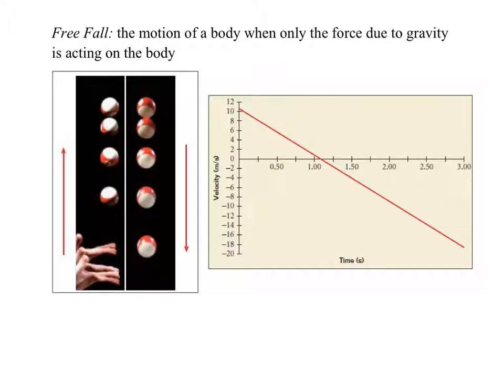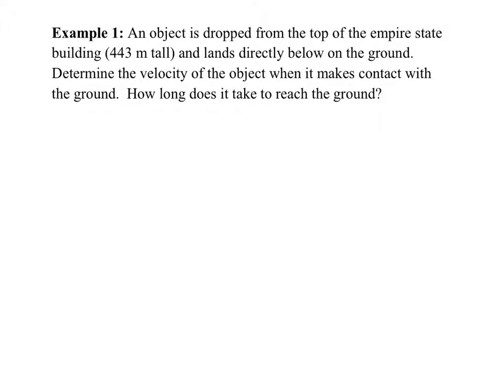Any questions? Okay. Let's look at this first example. An object is dropped from the top of the Empire State Building, which is 443 meters tall, and lands directly below on the ground. Determine the velocity of the object when it makes contact with the ground. How long does it take to reach the ground?